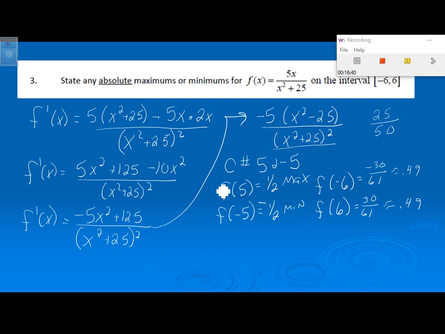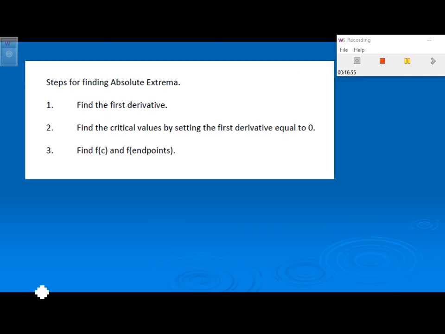So my absolute maximum occurred at 5, and it was just 1/2. The absolute minimum occurred at negative 5, and it had a y value of negative 1/2. I forgot my negative when I plugged it in. So guys, that's the lesson. The steps that we'll do to find absolute extrema: find your first derivative, find your critical numbers by setting your first derivative equal to 0. We're going to find f of those critical numbers as long as they are in your interval. And then we're also going to evaluate the endpoints.